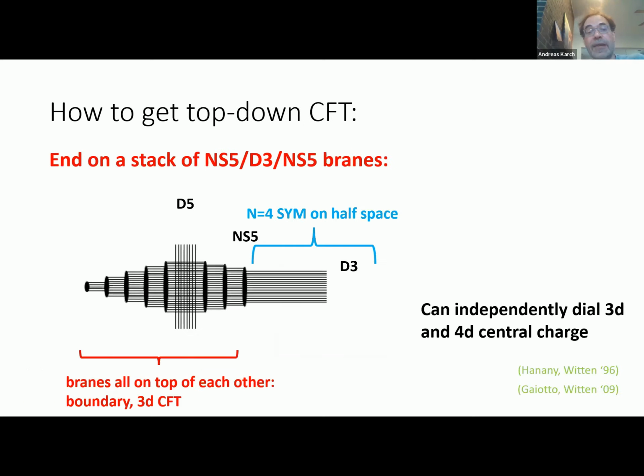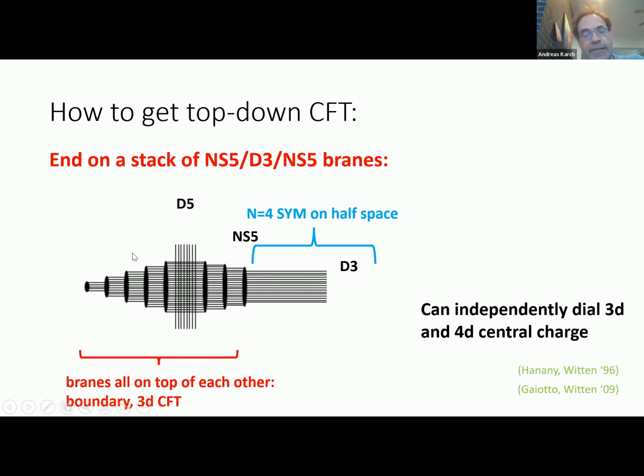The way to remedy this is to not simply end on a single NS5 brane or D5 brane, but to end on some complicated stack of branes. This is what I've depicted here. So you have this semi-infinite D3 branes giving me N equals 4 super Yang-Mills on half space. And then what I'm ending on is some sort of sandwich of NS5 branes and D5 branes themselves connected by snippets of these D3 branes.